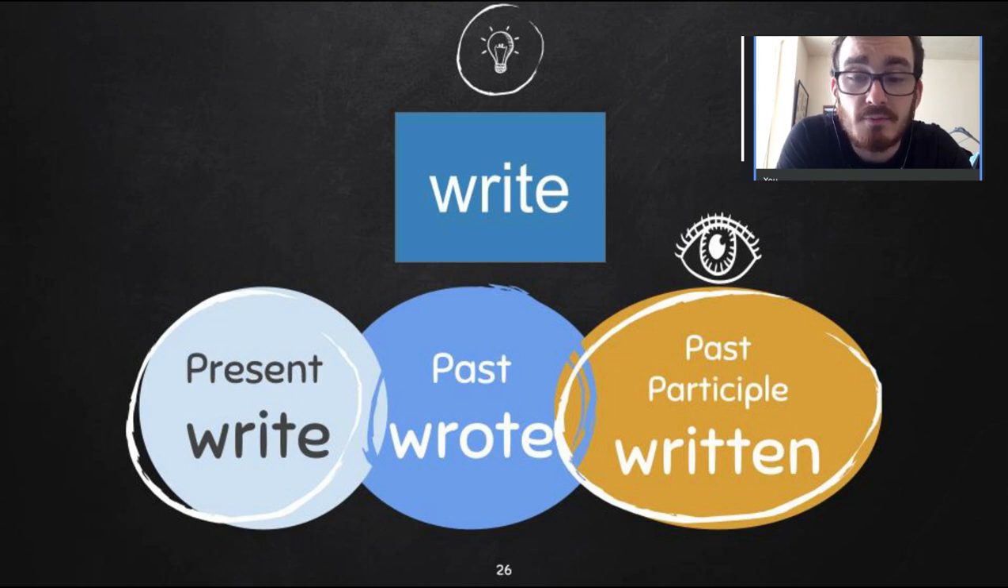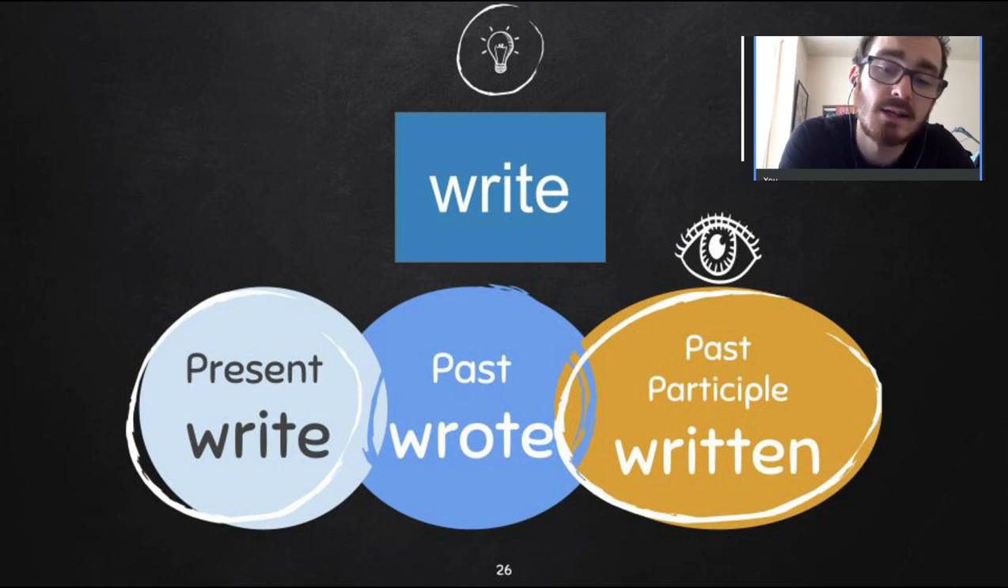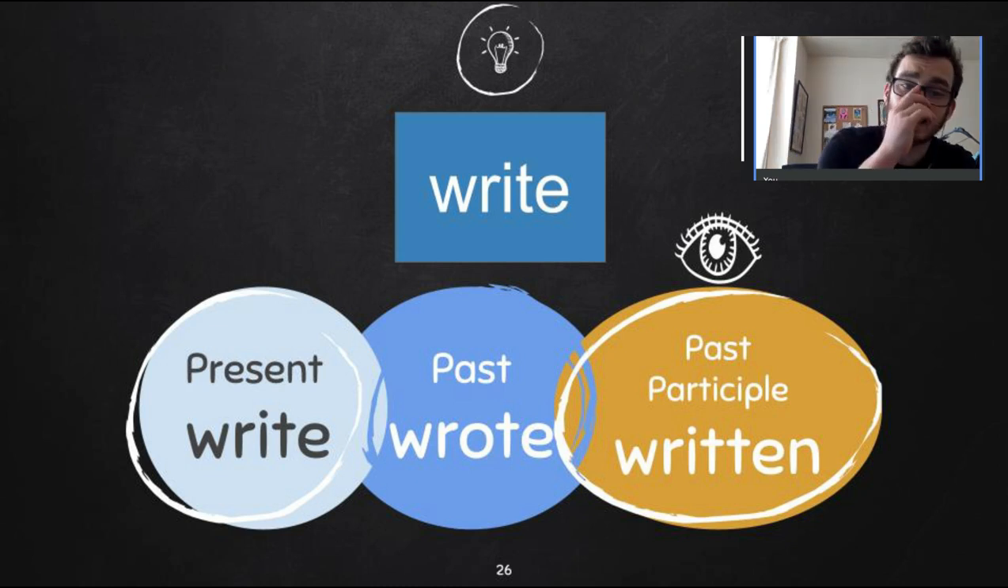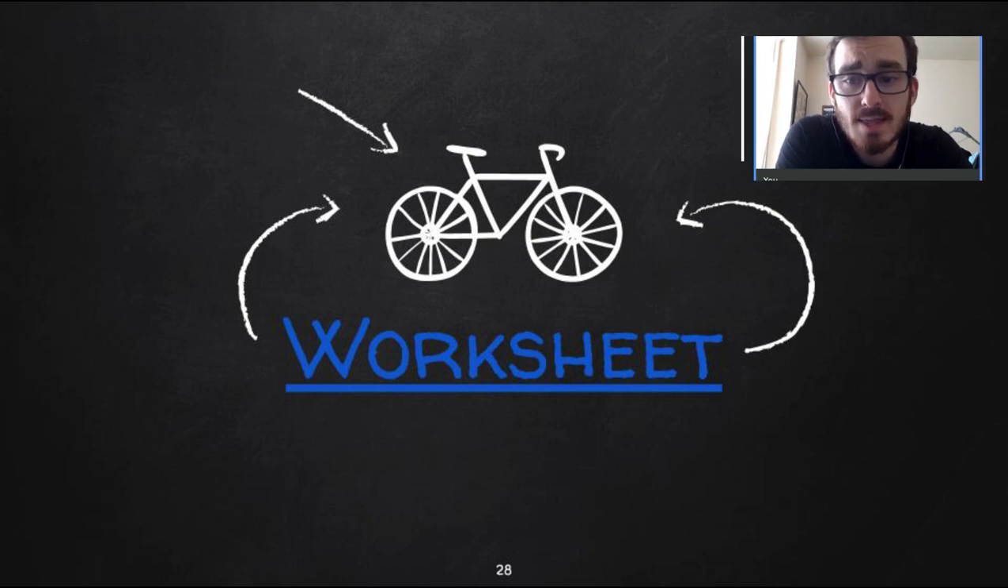Now you'll notice if we look at the word to write, as we did before, the present tense of to write is write. The past tense is wrote. You can say I write it, I wrote it. And the past participle is written. So I have written. It's a way of making the passive voice. Well, that's the main bit of the lesson.